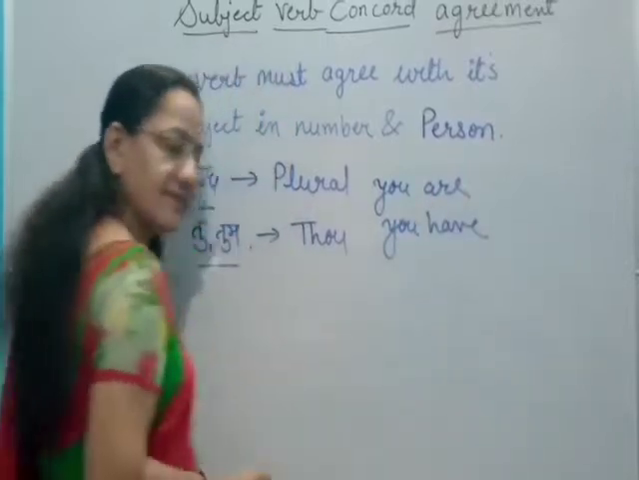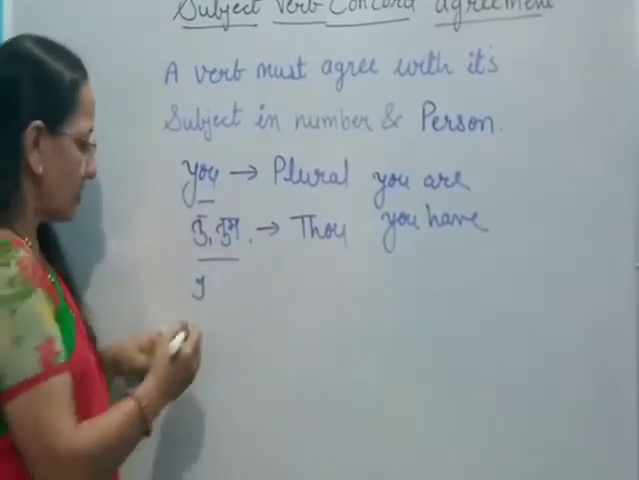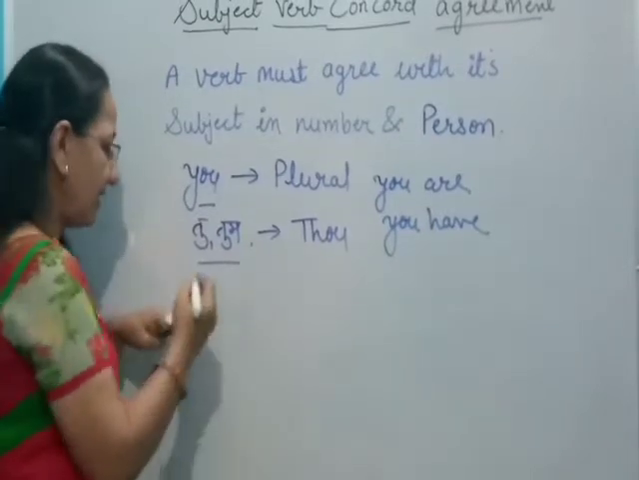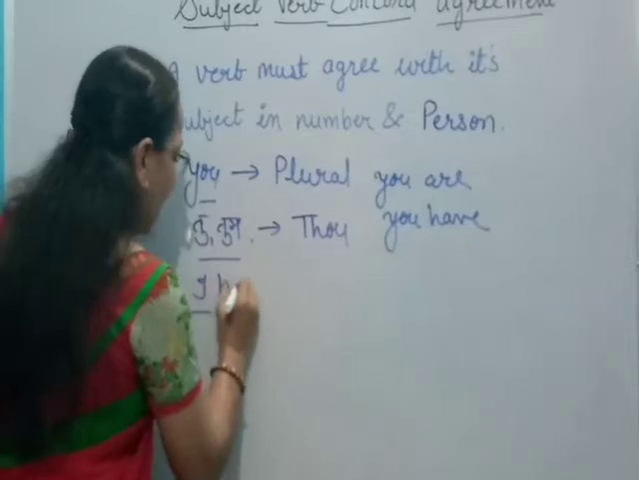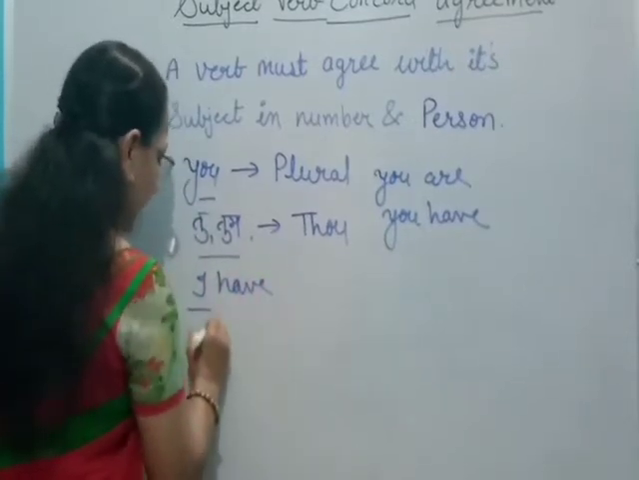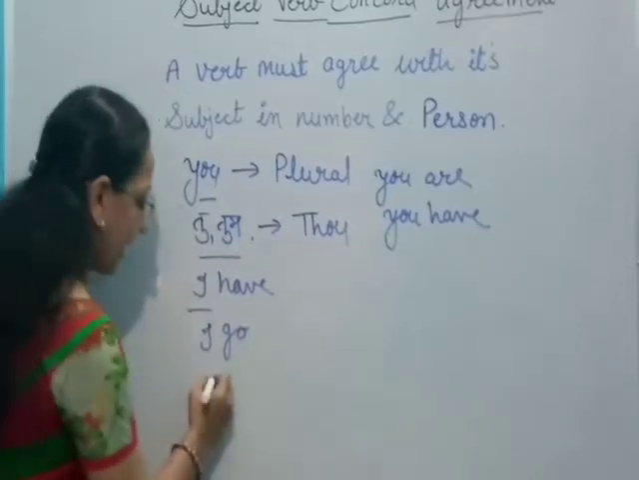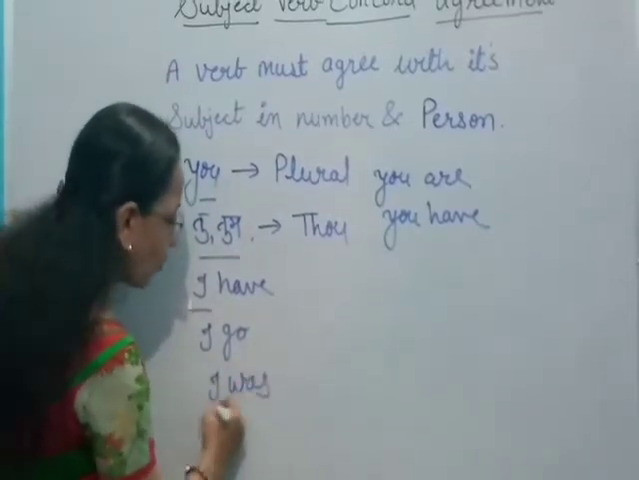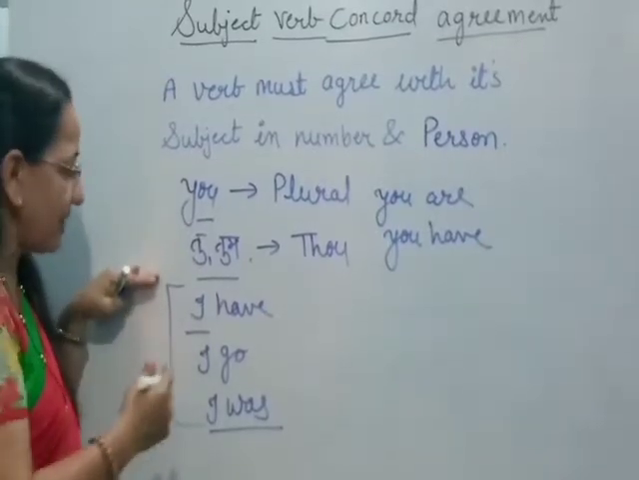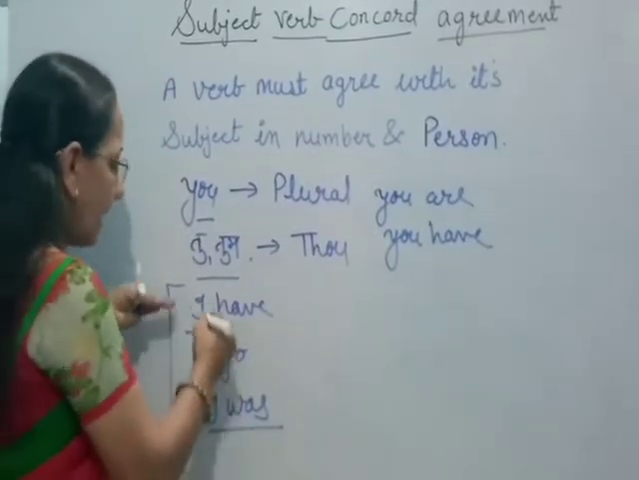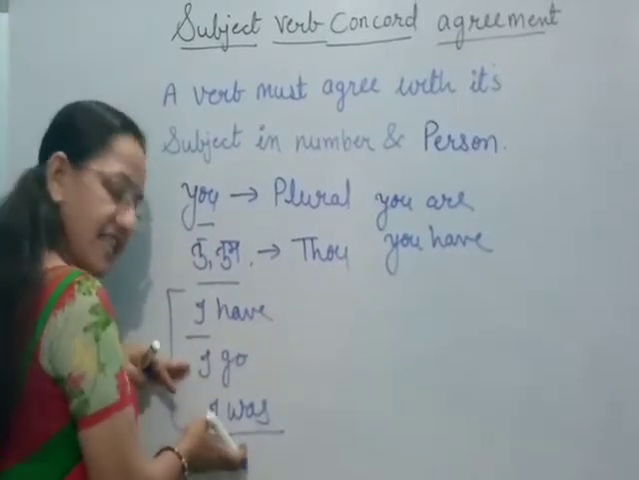Okay, one more thing: I is also a singular subject, but sometimes it carries the plural verb, like I have, I go, and sometimes it carries a singular verb like I was. So why is it so? It is also asked by one of my students, so let me explain why it is so. Sometimes I carries plural verbs and sometimes it carries singular verbs.